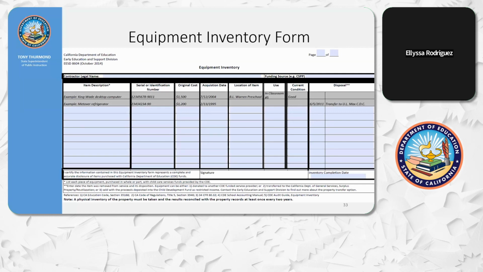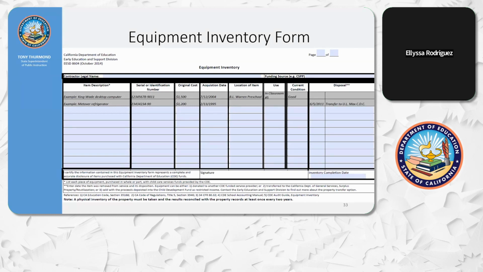Shown on the screen here, we can see the equipment inventory form. As Asadia mentioned earlier, in regards to the source documentation for enrollment and attendance, like the Best Interest Day Tracking Log or the CD 9400, you can create your own equipment inventory form. However, it must include all of the fields that you can see here, including contractor legal name, item description, serial or identification number, original cost, acquisition date, location of the item, its use, and the item's current condition.